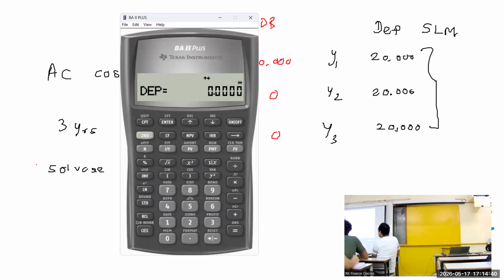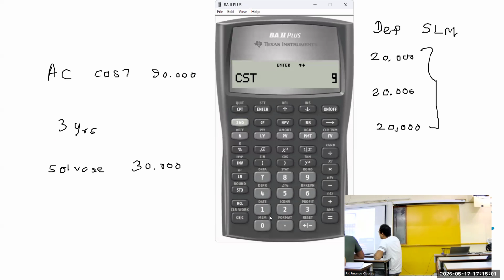So I'll press second and fourth. Okay, DB 200, no change with that. Instead of life 5 years, life was 3 years. So we'll change that life from 5 years to 3 years. M01, we need to ignore it. Cost is 90,000. So we'll put 90,000. Salvage value instead of 10, 30,000.